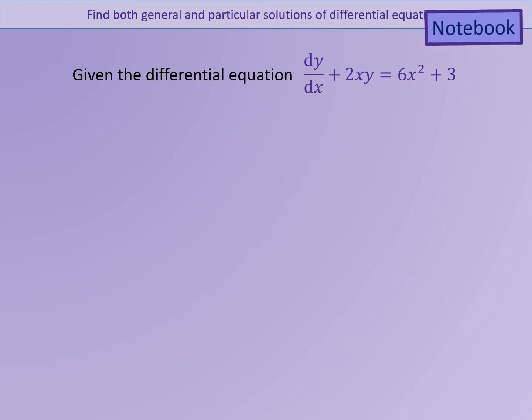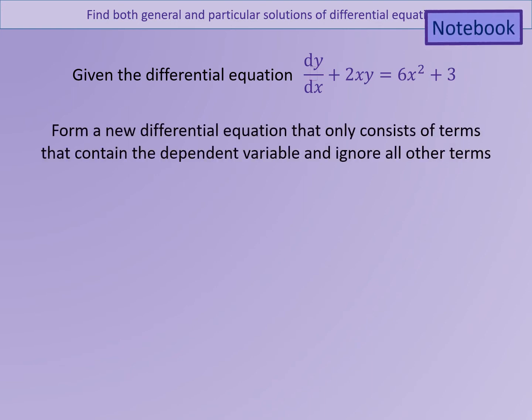Okay, so then we're going to go back to that differential equation that we did earlier on by using an integrating factor, and we're going to look at solving that in a different way. I'm going to solve it using a technique of splitting it up. So we're going to form a new differential equation to start with, and we're going to look at ones that consist of only the dependent variable. That's the one on the top. So I'm going to ignore anything that doesn't contain the y value. Right, so I can ignore the 6x squared, I can ignore the plus 3.